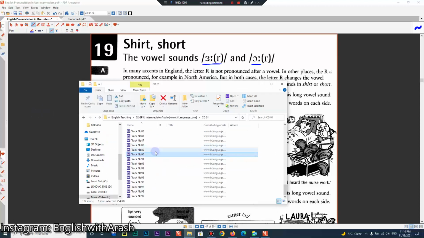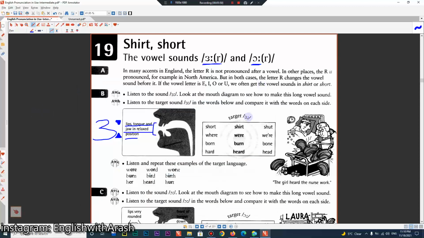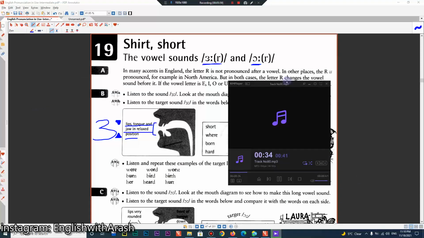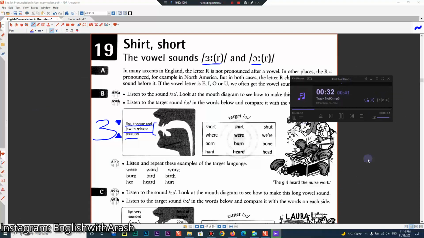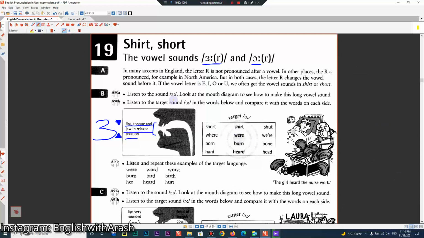This is 90. A90A. A90B. Short, shirt, shut. Where, were, we're. Born, burn, bone. Hard, heard, head.